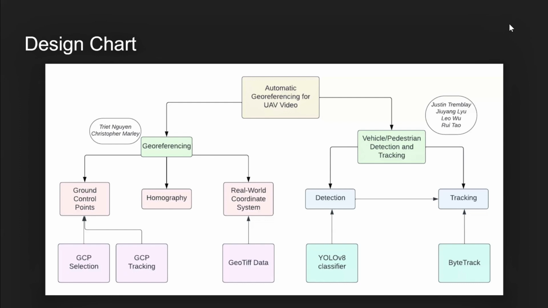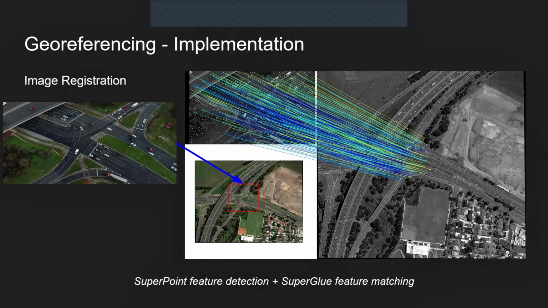Here's a quick design chart of our project. On the left, we have our georeferencing team, and on the right, we have our object detection and tracking team. Diving into the specifics of our implementation, I will begin by talking about our georeferencing process and output.